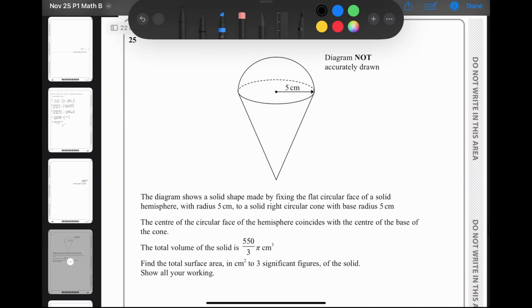For question 25, we are given a hemisphere attached over a cone. It is given the radius of the hemisphere and the circular base of the cone is 5 centimeters, and that the whole object has a volume of 550π/3.